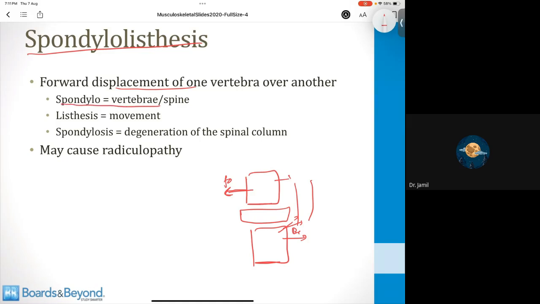So spondylos stands for the vertebra or spine. Listhesis is movement, right? Okay, so spondylolisthesis is going to lead to degeneration of the spinal cord as well, because we know that spinal cords also run in this fashion. Okay, so it may cause radiculopathy.